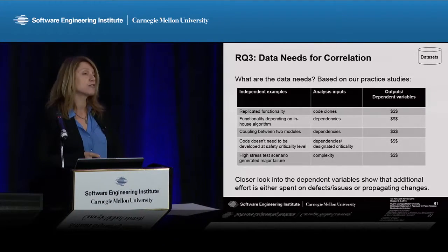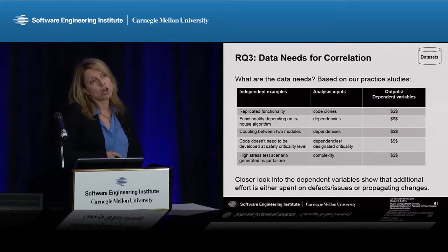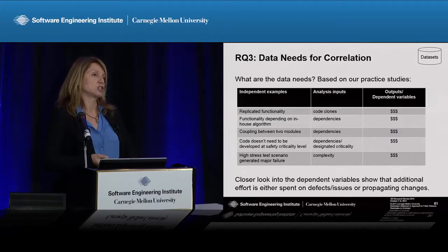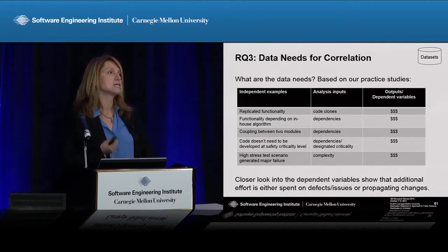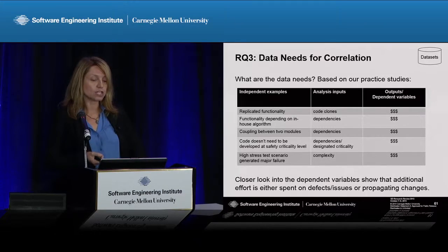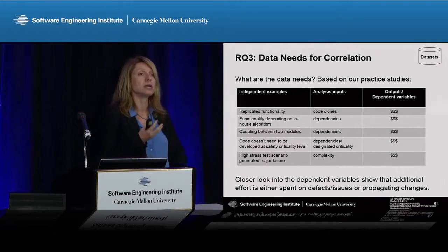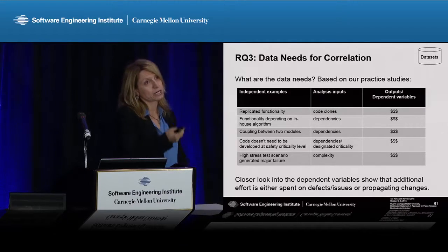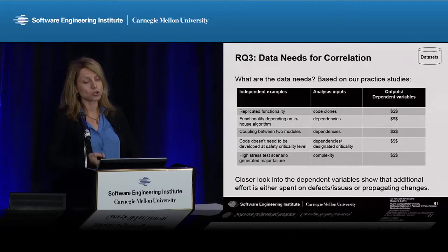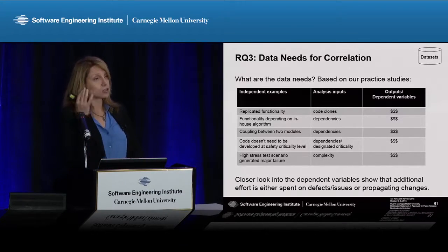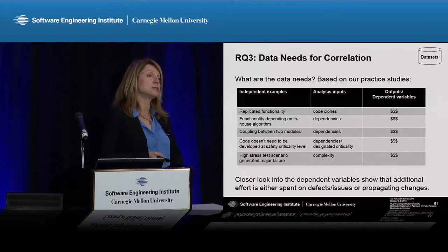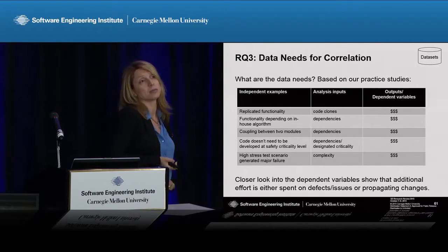So if we look at some of the independent examples that come from the developers as well as the systems we looked at, for example, replicated functionality comes up across as unintentional issues that accumulate in technical debt, or functionality depending on an in-house algorithm that was not developed to par that might have to change. So the analysis inputs become code clones and dependencies, and those are the things that we would look into for detection. The bottom line in terms of the independent output that you look at becomes money.